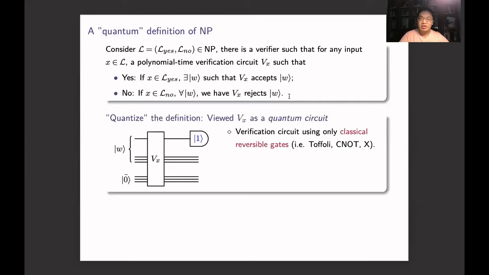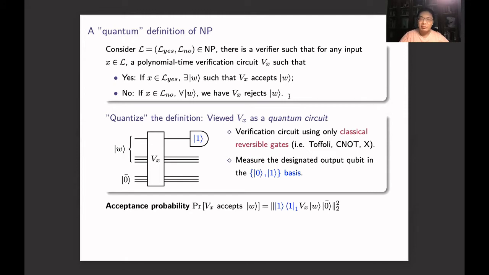Why do we say it's a quantum definition? Because we view Vx as a quantum circuit, namely a verification circuit using only classical reversible gates, such as Toffoli, CNOT, and X. Also, we measure the designated output qubit in the 0-1 basis. So here we have the acceptance probability. It's the squared L2 norm of this vector that starts from ket w and ket 0, then first applies Vx, then applies this projection of ket 1 on the first qubit.